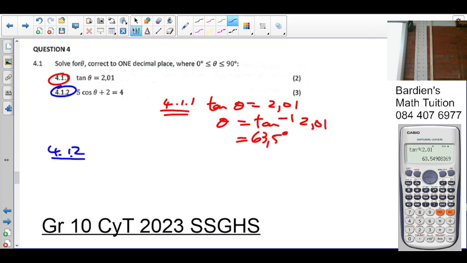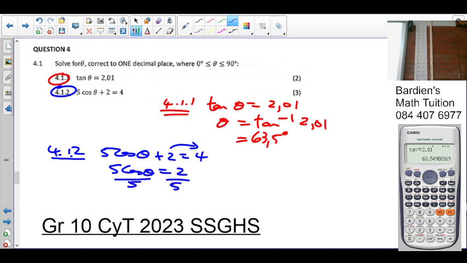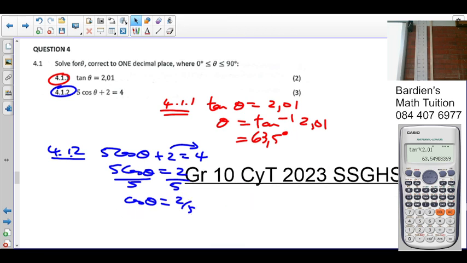4.1.2. You've got 5 cos theta plus 2 equals 4. Where do I start? Let's take that over. So 5 cos theta is equal to 2. Now we divide by 5. So cos theta is equal to 2 over 5. Now what do I do? You take arc cos. So theta is equal to arc cos 2 over 5.